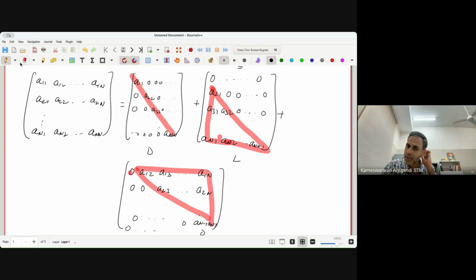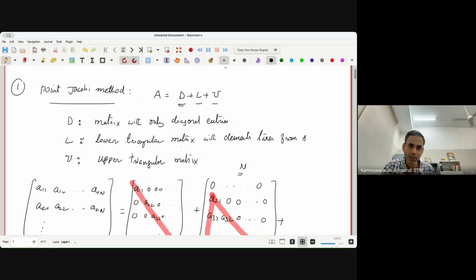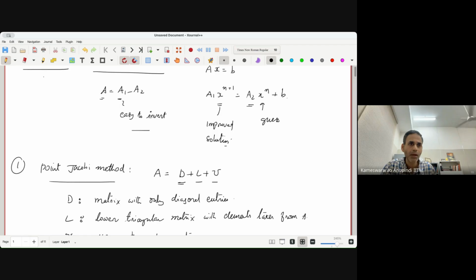We are doing this essentially to get a matrix that is easy to invert. That means we want to form this A1 matrix which is easy to invert. Now you may think, I said A equal to A1 minus A2, but we have written D plus L plus U. You can think of it like D minus of L plus U.